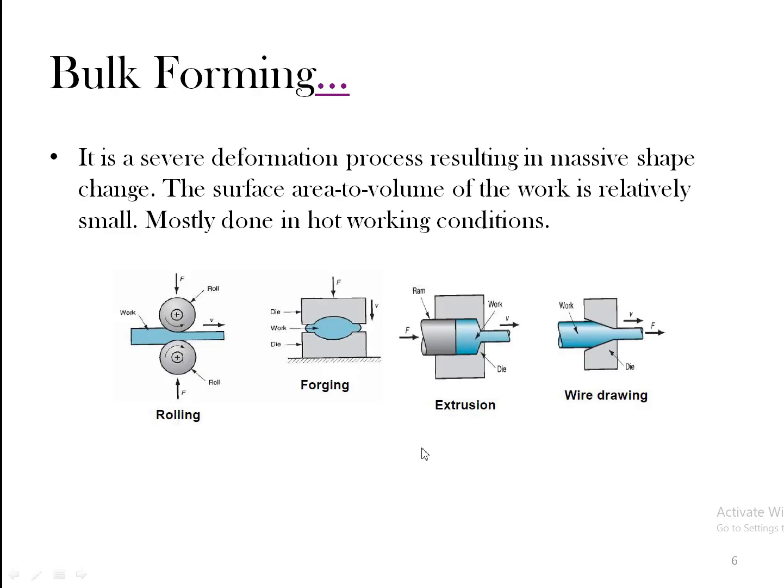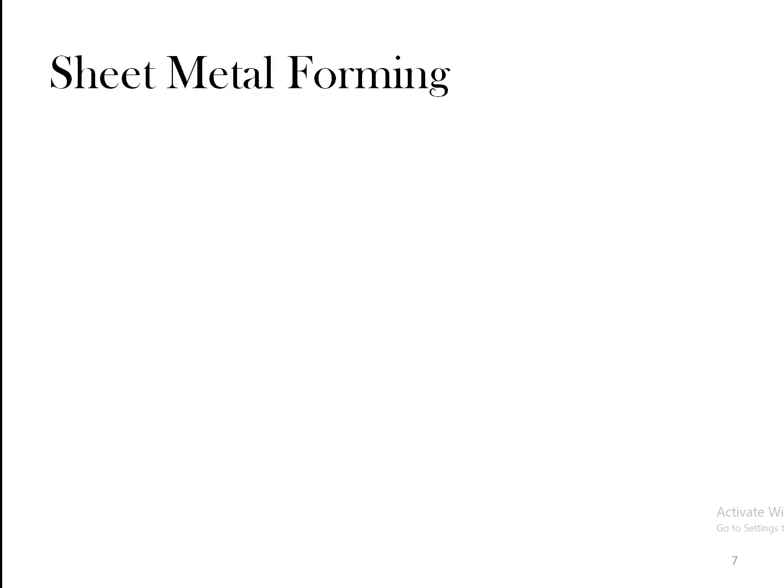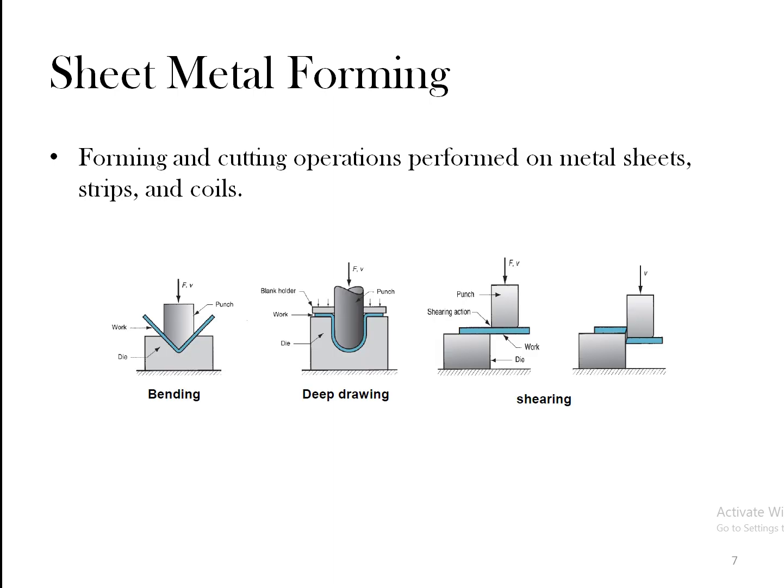So these are the examples of bulk forming processes. Now, the second type, as we have spoken of, is the sheet metal process. In the sheet metal process, you will get different types of processes. You might have done all these processes in your lab, in your workshop. The forming and cutting operations performed on sheet metals come under the forming process.